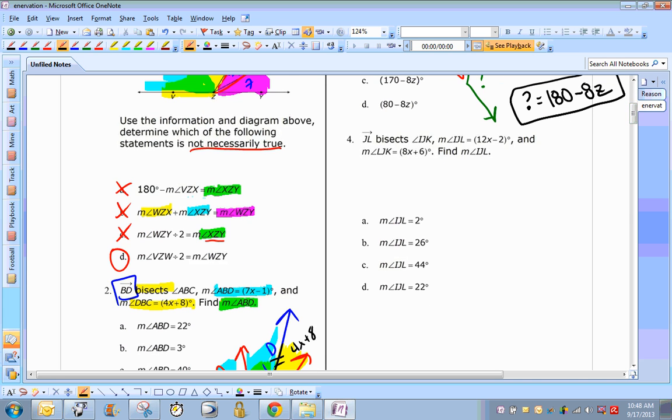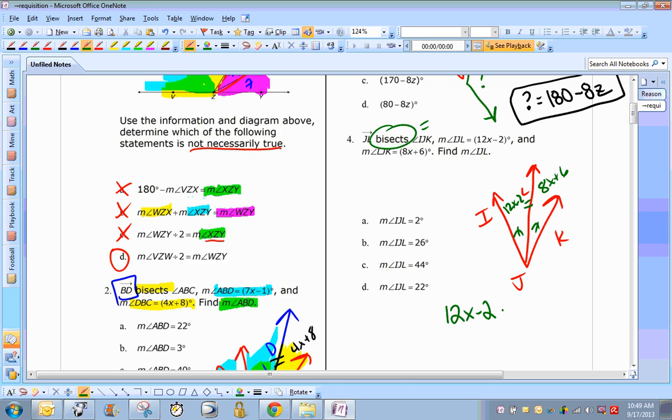The second one is a lot like a question we already did over to the left. We should have an angle IJK, the big angle, I to J to K, and JL is going to bisect it. So right now we know this section equals that section. IJL, this little piece, is 12x minus 2, and LJK, L to J to K, is 8x plus 6. Since it's bisected, that word tells us to set things equal, so that's what you need to key in on. 12x minus 2 equals 8x plus 6.